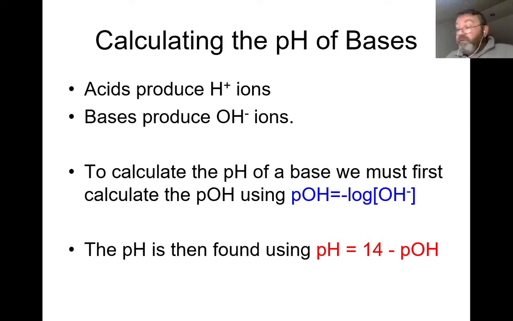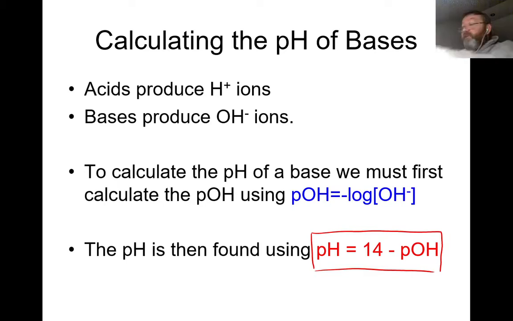Same formula. So when you're dealing with bases, the first thing we do is we apply the formula as normal. But then we've got to remember that we're working on the other side of the scale. We're working on the side of the scale that's above 7. So to turn a pOH into a pH, we use this formula here. The pH of any base is 14 minus its pOH. You will never be asked for the pOH. You'll never be asked for a value up at the other end of the scale. You're always asked for pH. So you work out the pOH as normal, and then you take it away from 14.